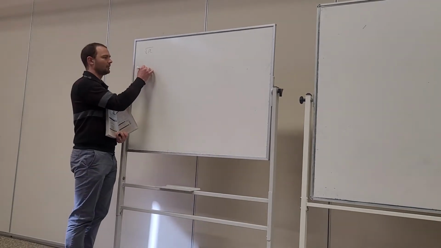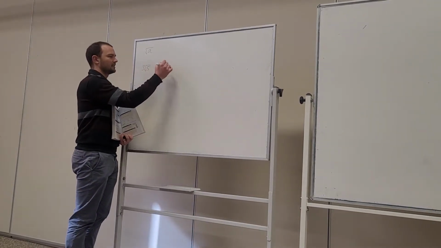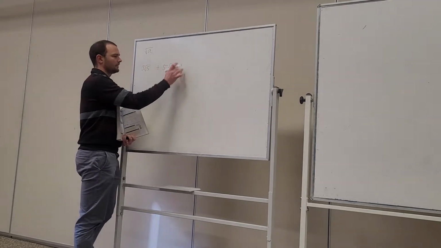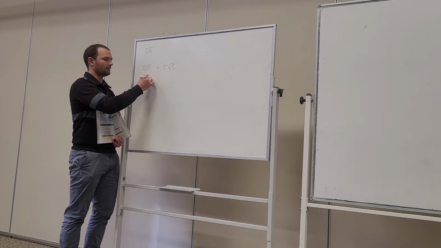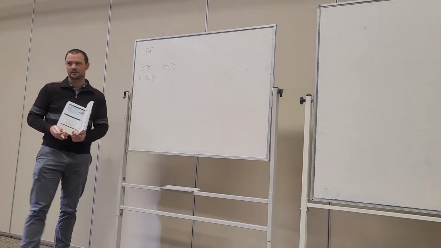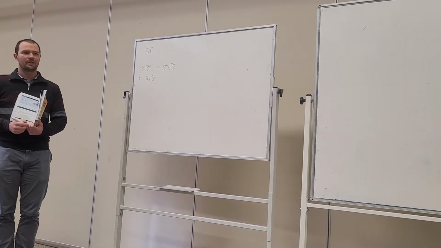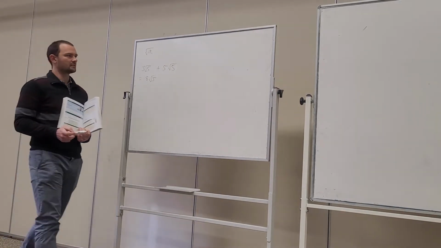Like if you have 3 lots of root 5 plus 5 lots of root 5, okay, that's what that means. It means 3 times root 5. That would add to 8 root 5. So it's just like terms. One thing we do in there though is rationalize the denominator.